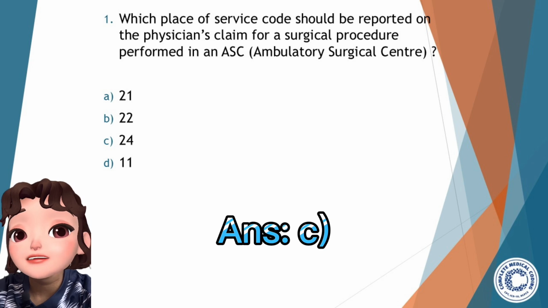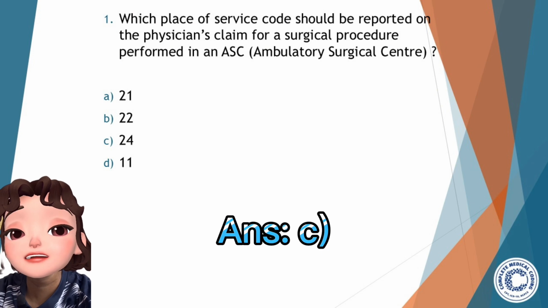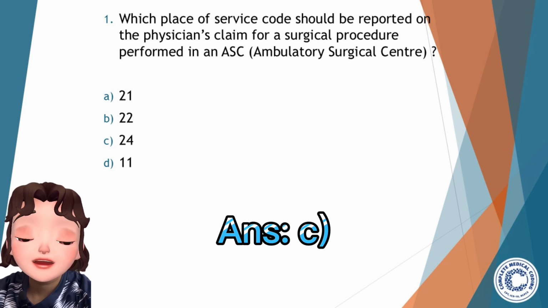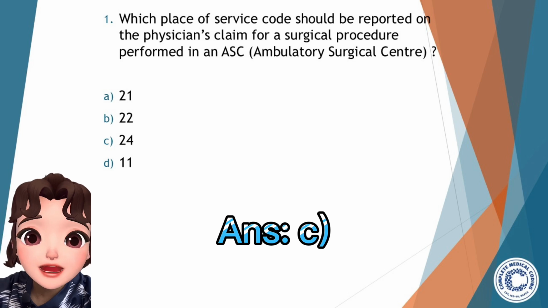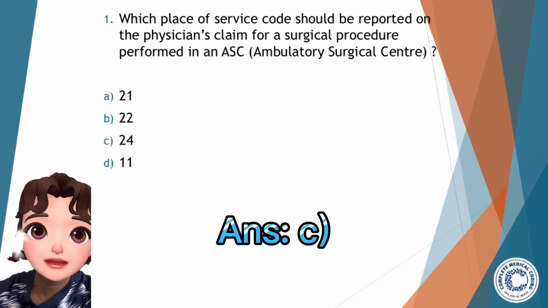Now let's look into the other options. Let's learn which place of service represents 21. 21 represents an inpatient hospital. The option A, place of service 21, represents the inpatient hospital. Okay. Option B 22, outpatient hospital. The place of service 22 represents the outpatient hospital. Place of service 24 represents ambulatory surgical center.